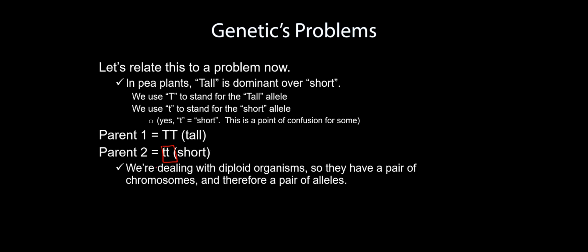Now, because we're dealing with diploid organisms, they have a pair of chromosomes. That's why they have 2 capital letters. These 2 capital letters represent 2 chromosomes with a gene where that gene has an allele that we call the capital T allele. And in this case, the other parent has 1 gene with only the recessive allele.